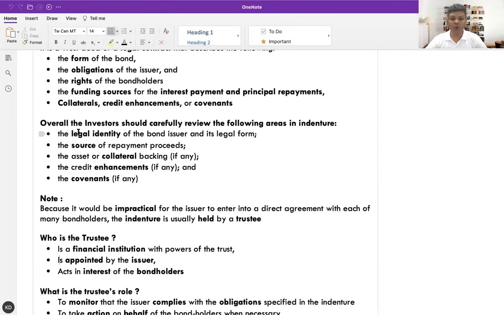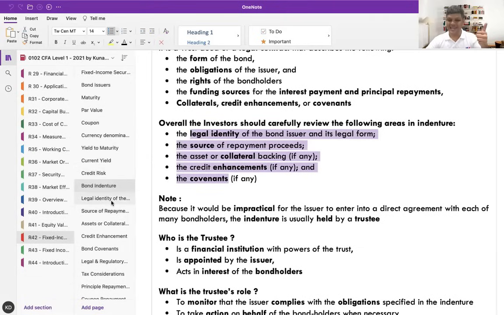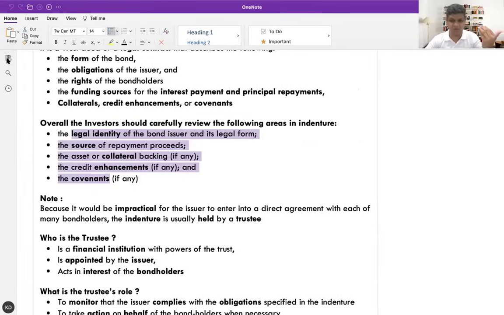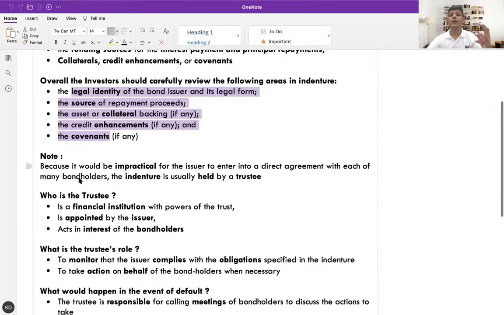All these five parts are what we will be discussing in the next slides. So you'll see what is legal identity, what is source, what is collateral, what is credit enhancement, and what is bond covenant. All of these parts you will see in detail in the next slides. So I'll discuss these parts in the later slides. But these are the important things that you need to take care of when you are investing in a bond, correct?